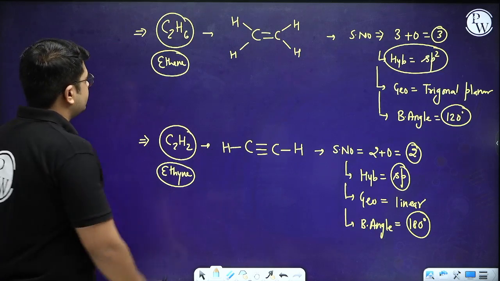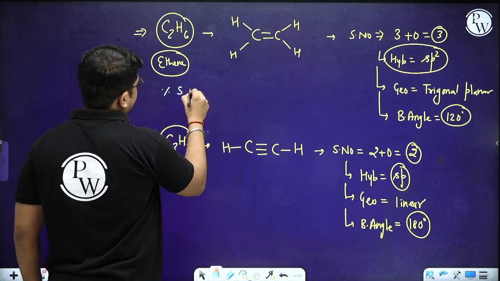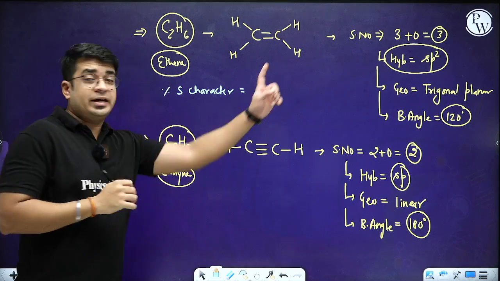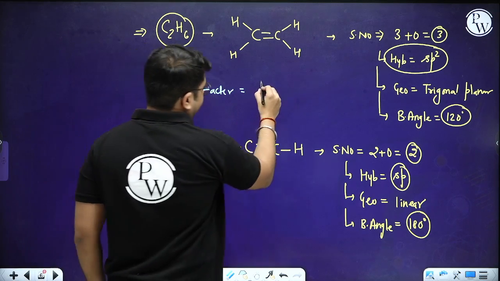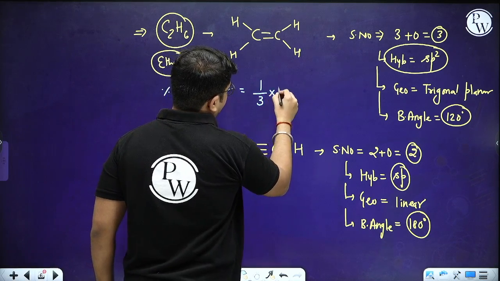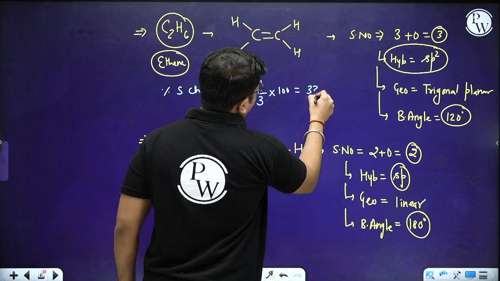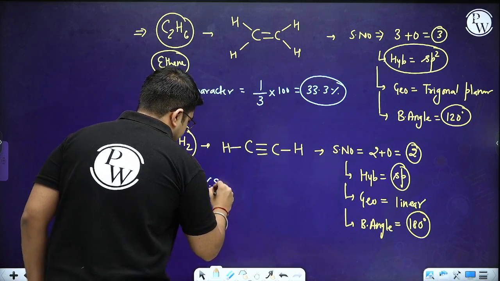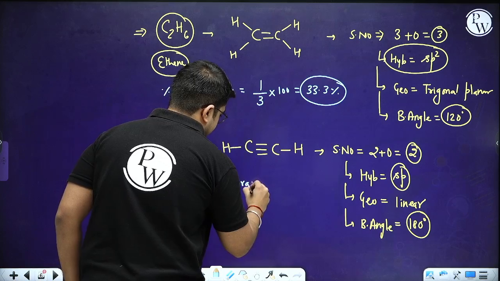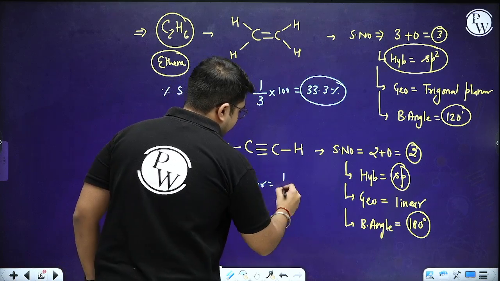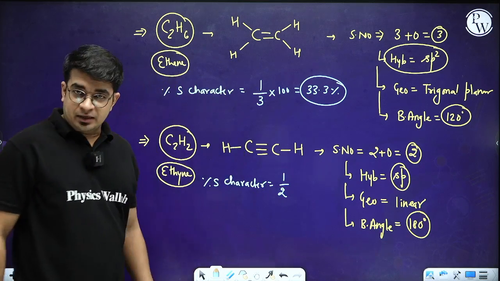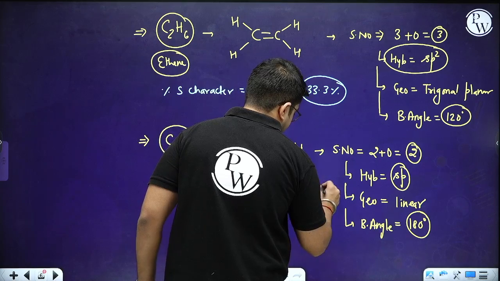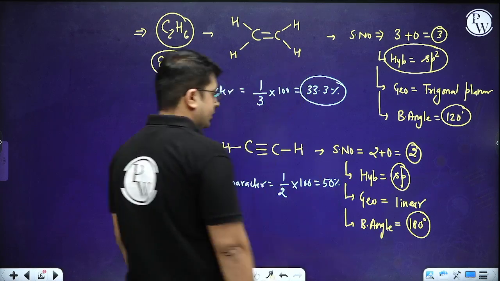In the second case, if I talk about the percentage s character, as the hybridization is sp2, so 1s is present and total orbitals are 3, multiplied by 100, that will be 33.3 percent. In this particular case, percentage s character will be 1s and total orbitals are only 2, sp. So 1s and 1p, multiplied by 100, that will be 50%.